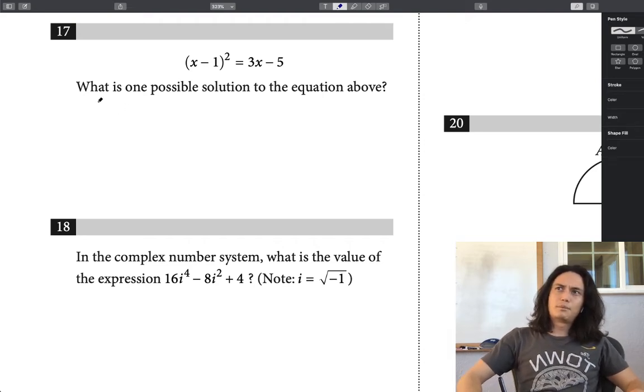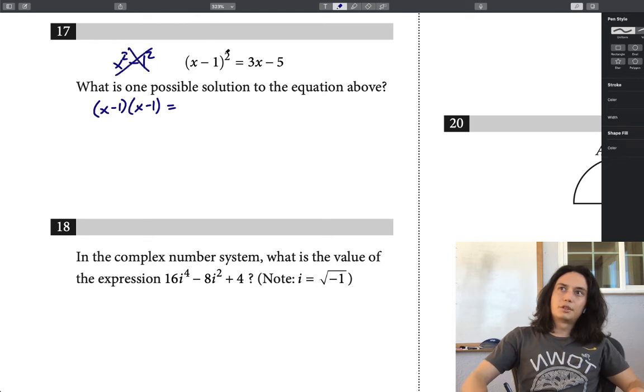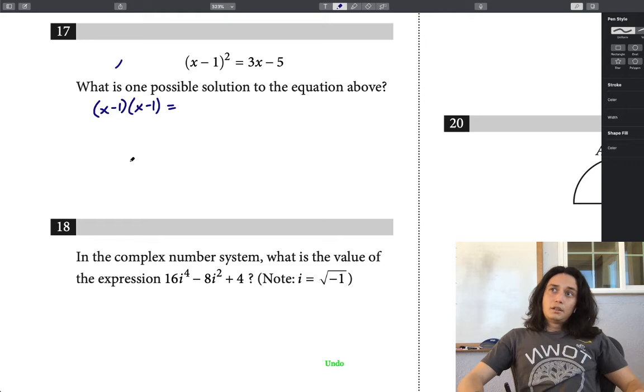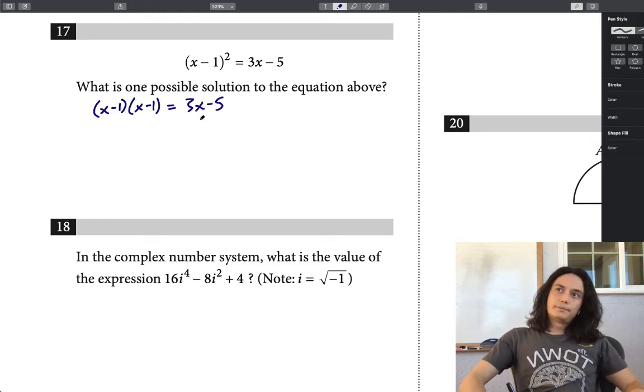X minus 1 squared. Man, we've had to do this a lot this test. But x minus 1 squared is this. This is x minus 1 squared. And again, it's really not this. This is wrong. That's not how you do it. You cannot do that. That's not how it works. You have to do this. So okay, x minus 1 times x minus 1, and then we've got 3x minus 5 over here.